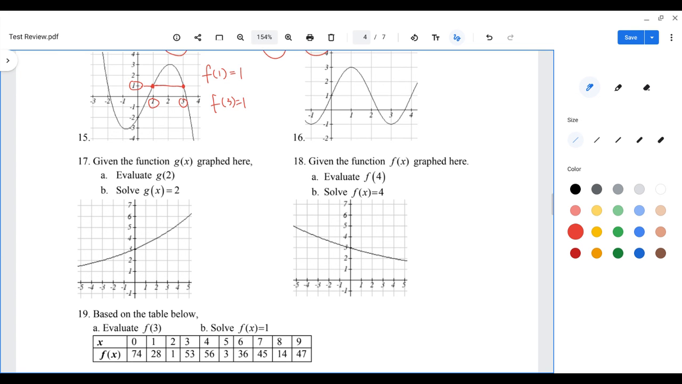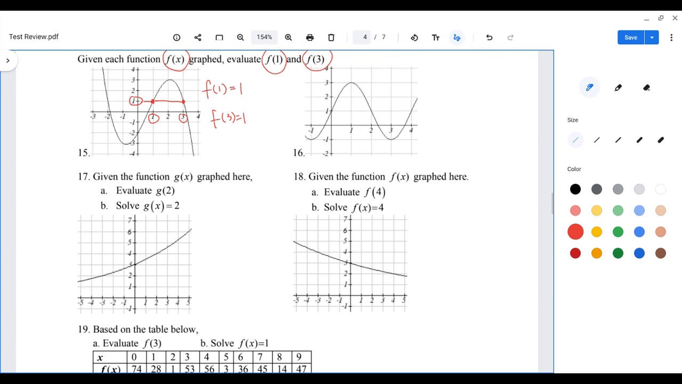Well, number 17. Evaluate g(2). That asks you, basically whatever g is, the y. So it asks you, what is the y when x is 2? So go to x is 2, then go up to the function. That's the dot, the intercept. So what is the y for that dot?